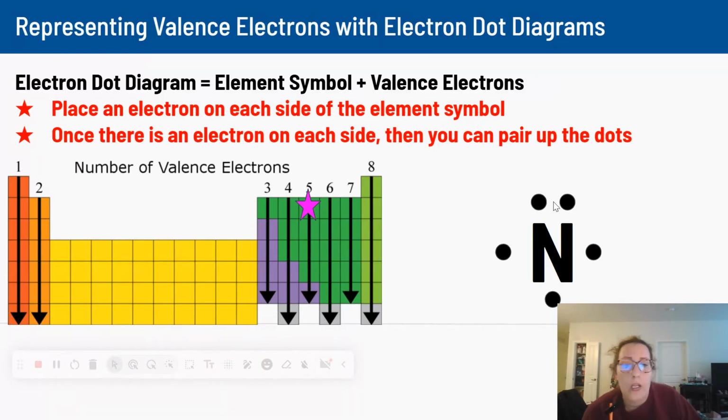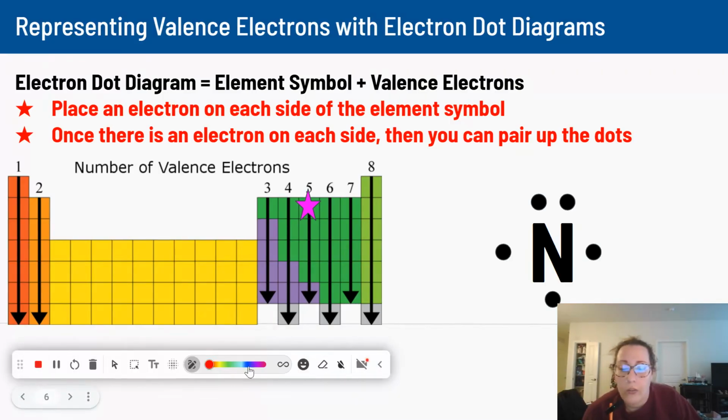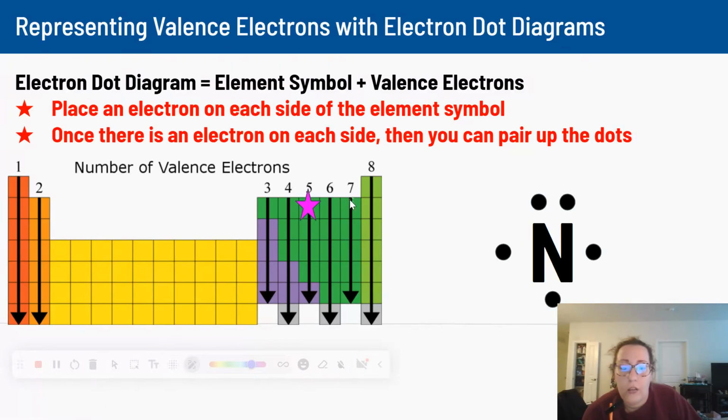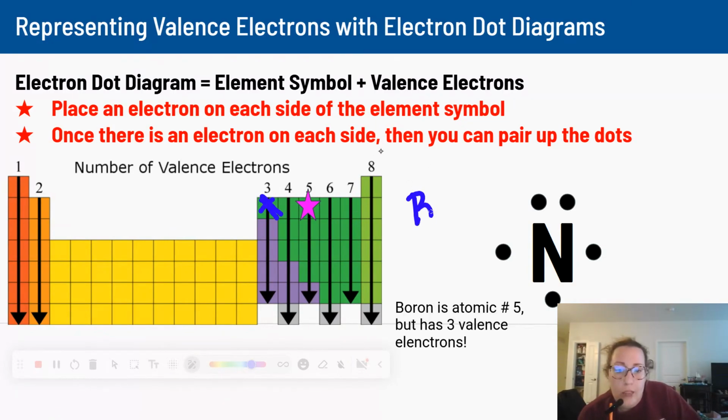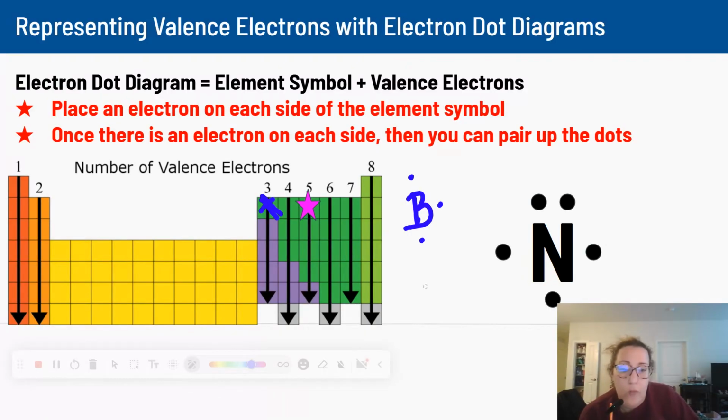And so it needed one more to get 5, so we just added one on the top. If we were to do, let's say, let's do boron. Boron is number 3. It's right here where the blue X is. I'm going to write my symbol B, and it has 3 valence electrons: 1 on the top, 1 on the right, 1 on the left. Okay, don't pair them before you have 1 on each side.